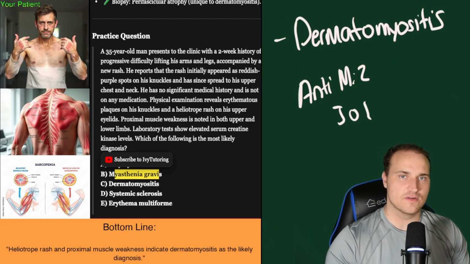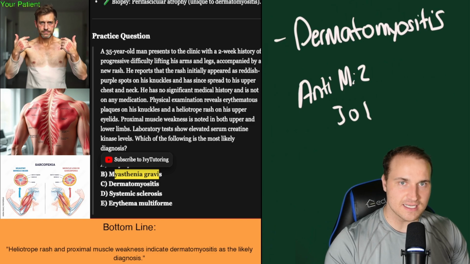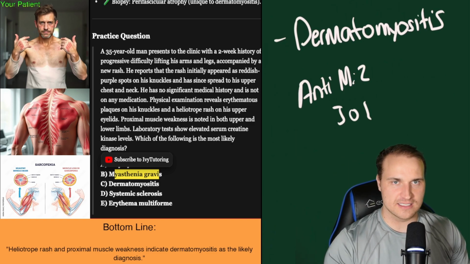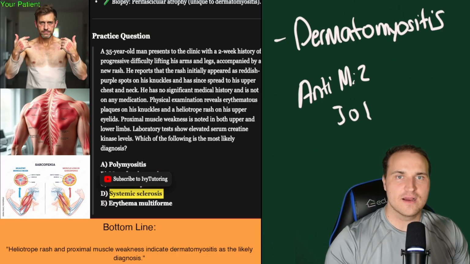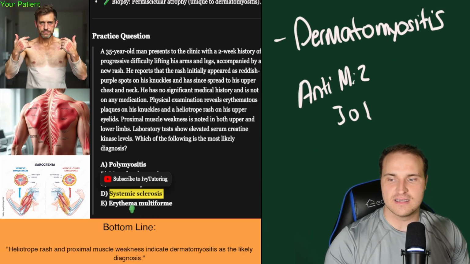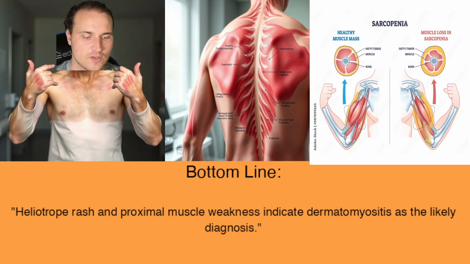How about systemic sclerosis? That's tight skin, sclerodactyly, which is just the hardening and the tightening of the skin of the fingers and the toes. That's where the body produces too much collagen and it causes fibrosis. So not that, no Raynaud's, nothing like that. Erythema multiforme has the target lesions, often after HSV and certain drugs, and the skin findings just don't match that. So the purple rash on the eyelids and the red bumps, dermatomyositis. So that heliotrope rash and proximal muscle weakness indicate dermatomyositis as the diagnosis. That's the bottom line, folks.